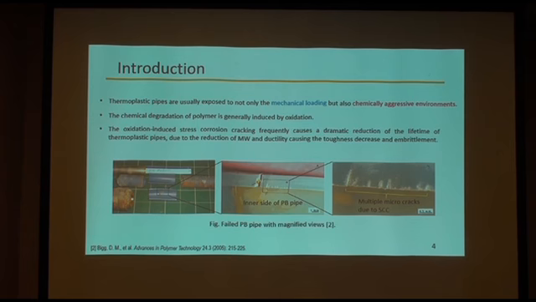This picture shows also the failed polybutylene pipe due to the stress corrosion cracking. These multiple micro cracks are a typical characteristic of the stress corrosion cracking in the thermoplastic pipe.